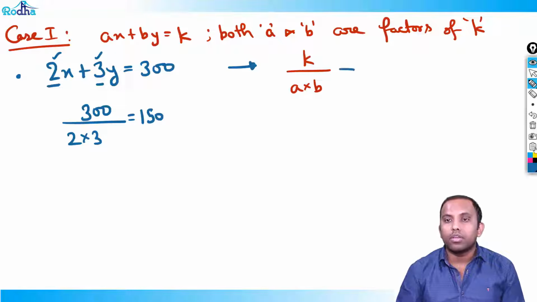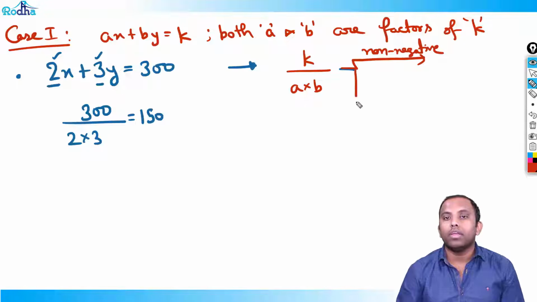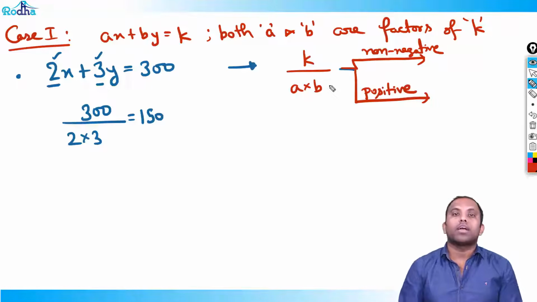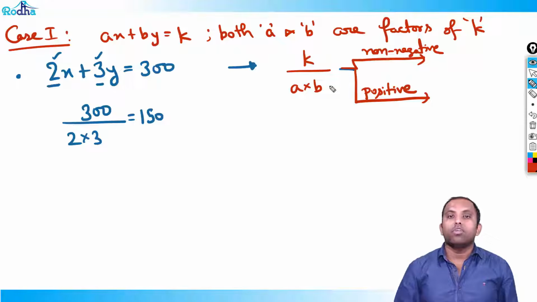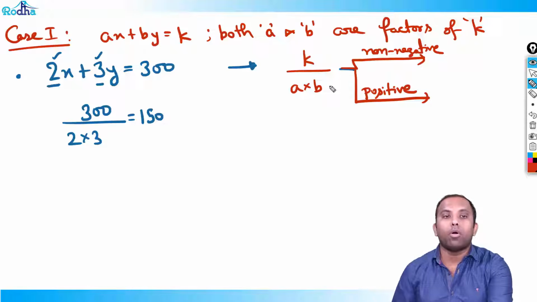Let me use the red pen here. I'll discuss two cases. One case for non-negative and one case for positive. We can also find positive, right? Positive means you start with 1; we can't take 0. So positive means starting with 1. So how many non-negative integral solutions here and how many positive solutions here, right?